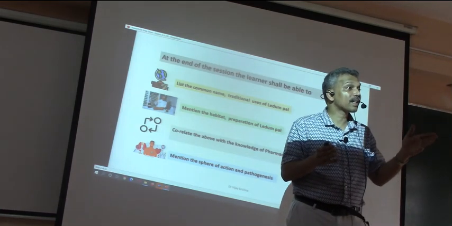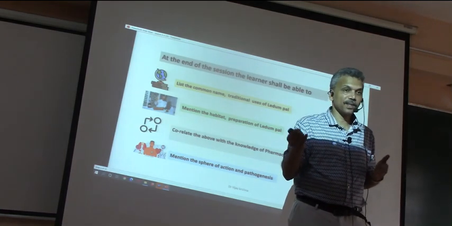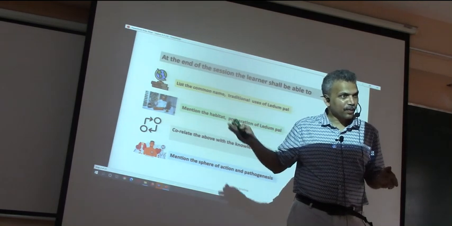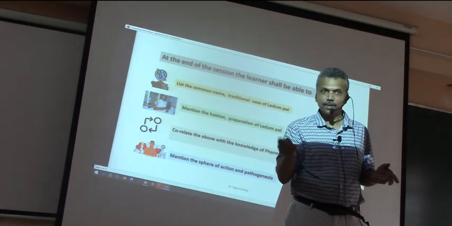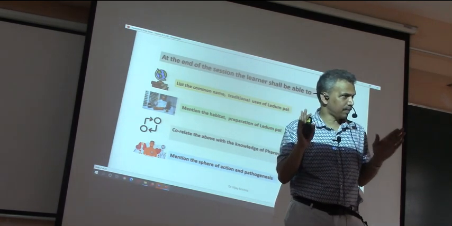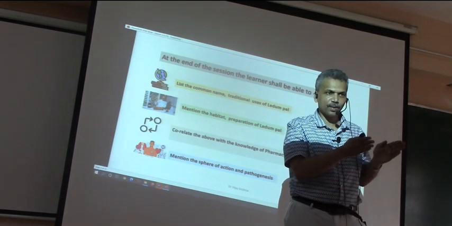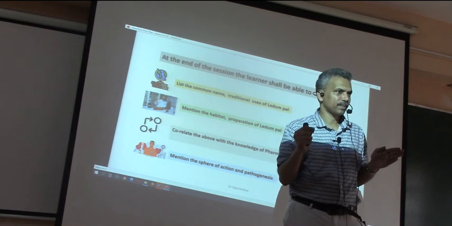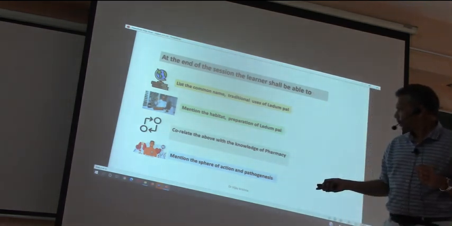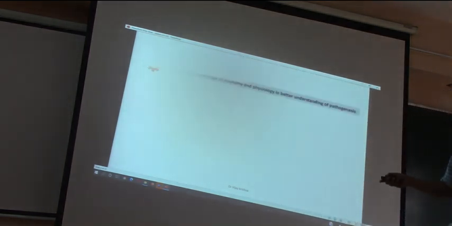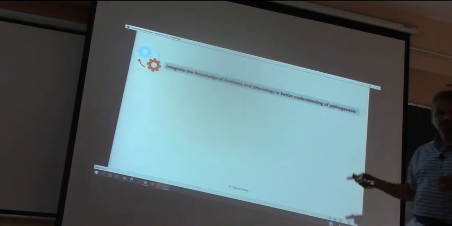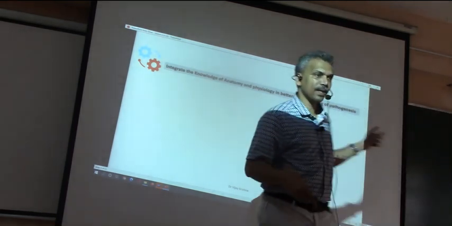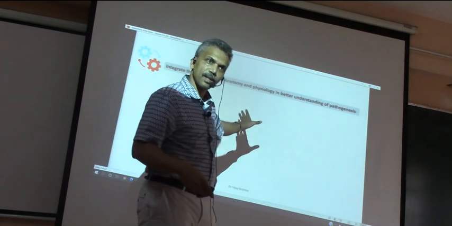What is this sir trying to tell us? Pathogenesis, sphere of action, a lot of new terms will come up. Don't panic. Don't give up. Focus, be attentive, and every word will be explained to you. Done? Okay? So mention the sphere of action, pathogenesis, integrate the knowledge of anatomy and physiology in better understanding of pathogenesis. I'll come to this.